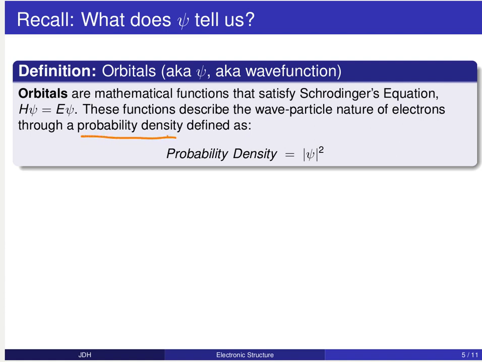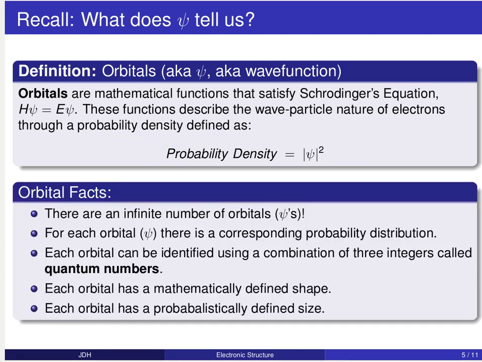Okay, so if we're going to try and understand the size of orbitals, we're going to have to start paying attention to what is meant by a probability density. All right, and once we do that, then we're going to be able to have a rather complete picture for the hydrogen atom. So we already have gone through all of our facts. We know there's an infinite number of these orbitals, okay? And we know that for each one of these orbitals, there's a corresponding probability distribution, and hence a corresponding size, okay? And that's what we're going to be looking at here.